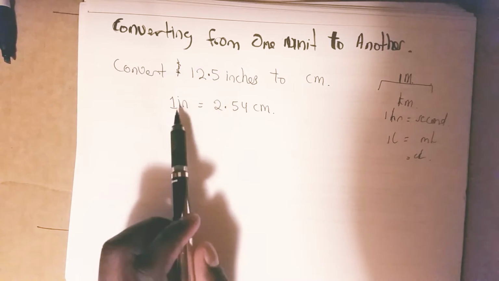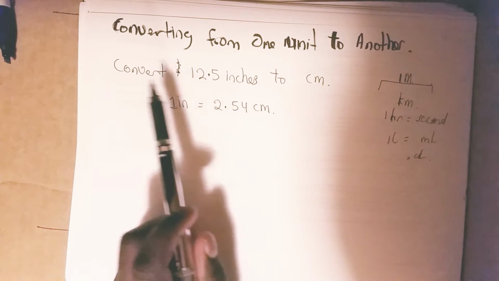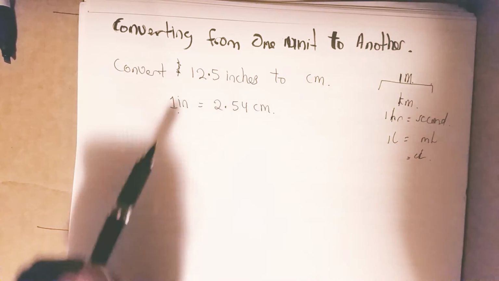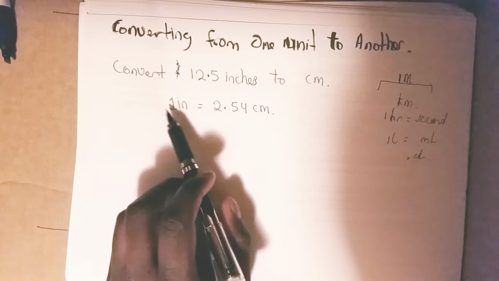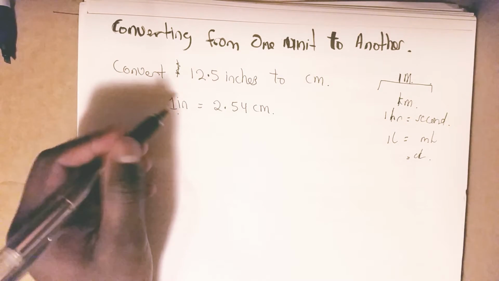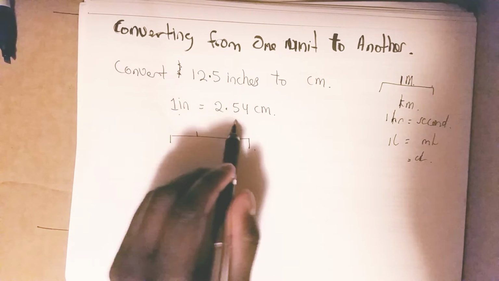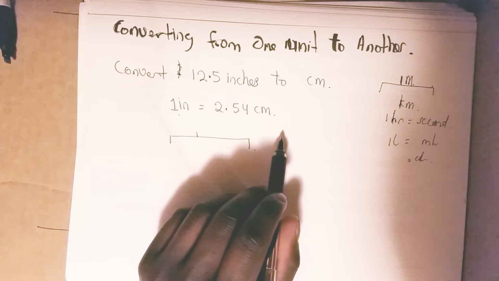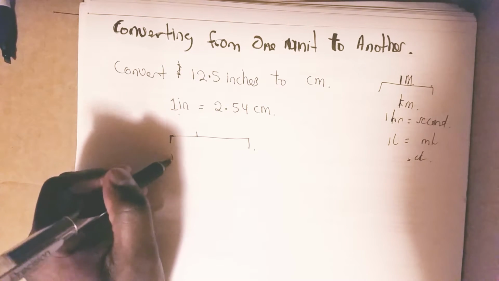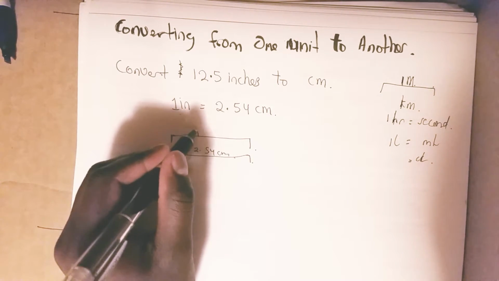So here I have 1 inch. You want to convert that into 2.54 centimeters. You can convert 12.5 inches into centimeters. By looking at this, we can always tell that 1 inch is larger than a centimeter. 1 inch is 2.54 centimeters, so it takes 2.54 centimeters to make up just 1 inch.